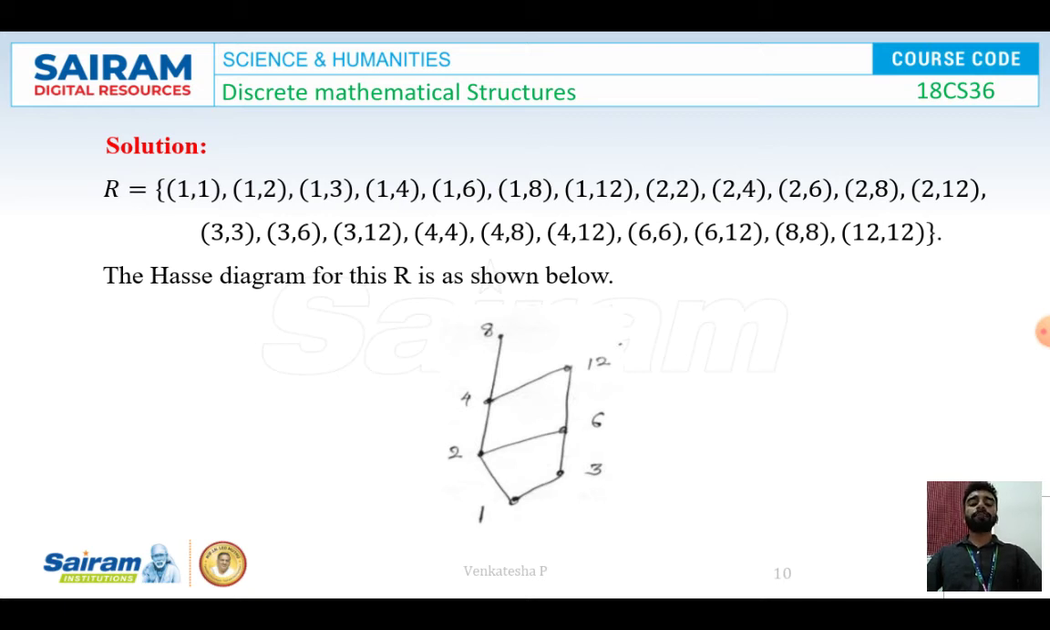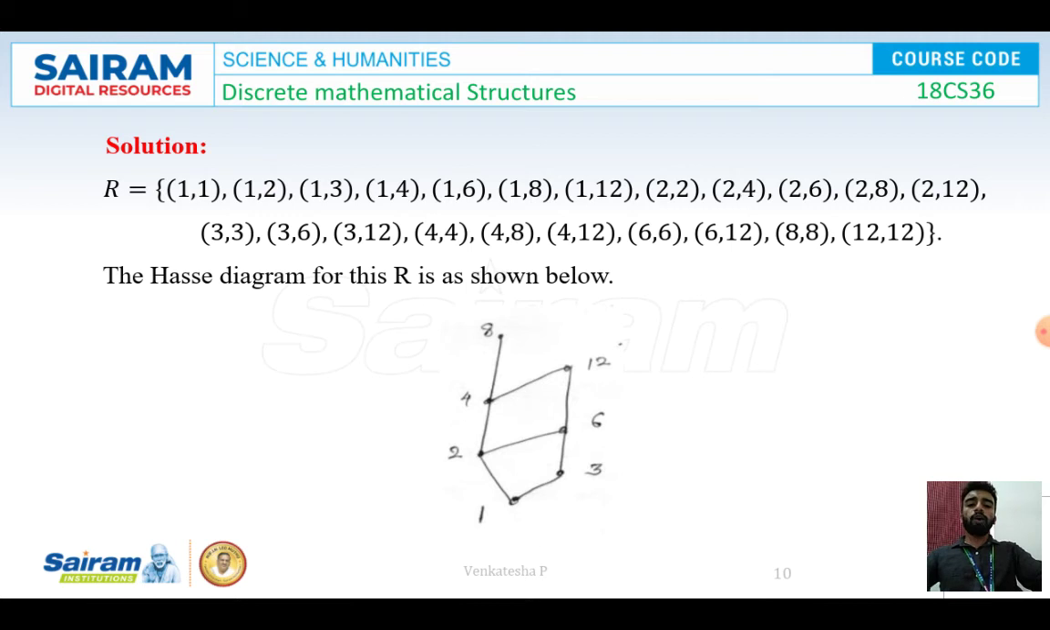So now for this relation I am going to draw the Hasse diagram. As I told, here always the value of x must be less than y. So I can ignore (1, 1) and (2, 2), (3, 3), (4, 4), (6, 6), (8, 8), (12, 12), because here R is reflexive also. And now I am going to plot the graph for (1, 2) and (1, 3) first.